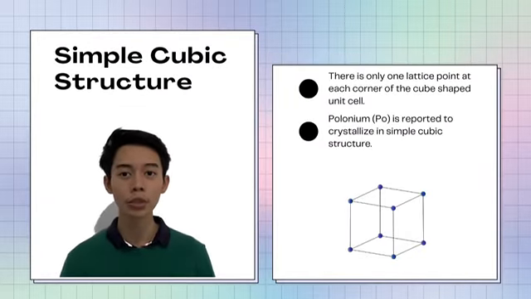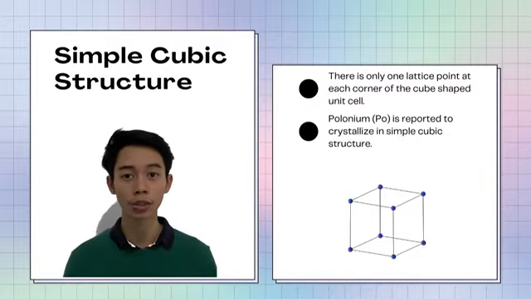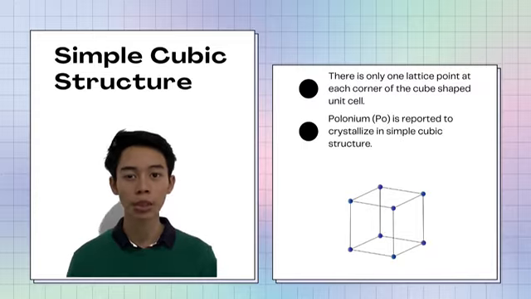First is the simple cubic structure. There is only one lattice point at each corner of the cube-shaped unit cell. Polonium Po is reported to crystallize in simple cubic structure.